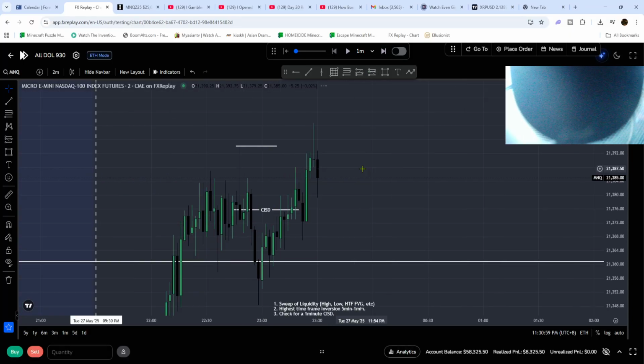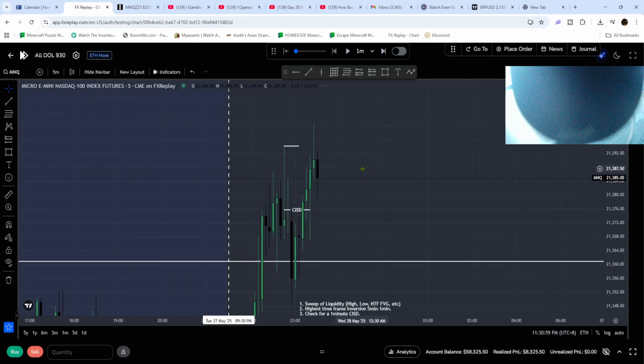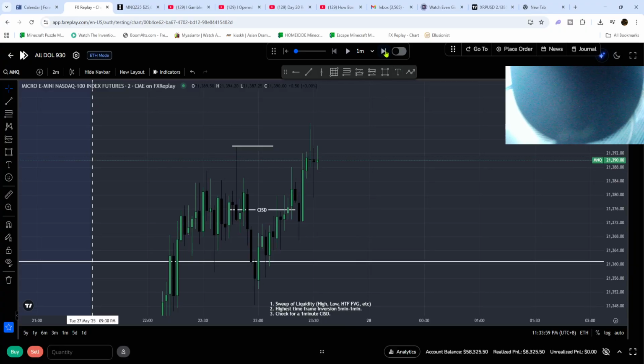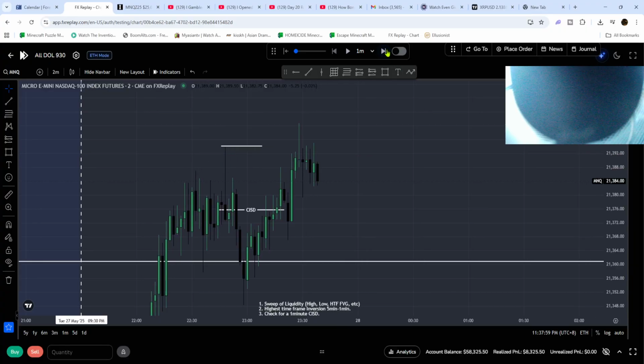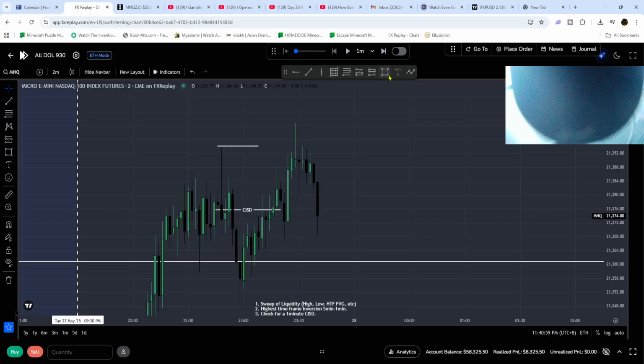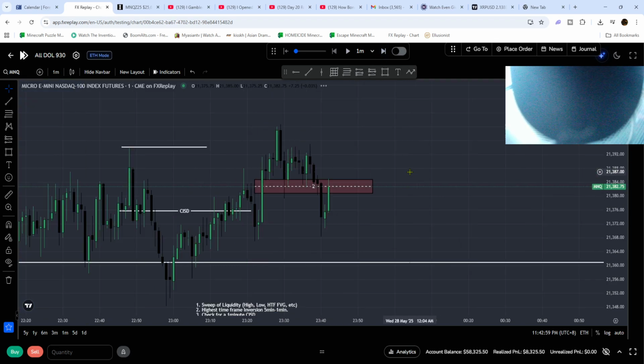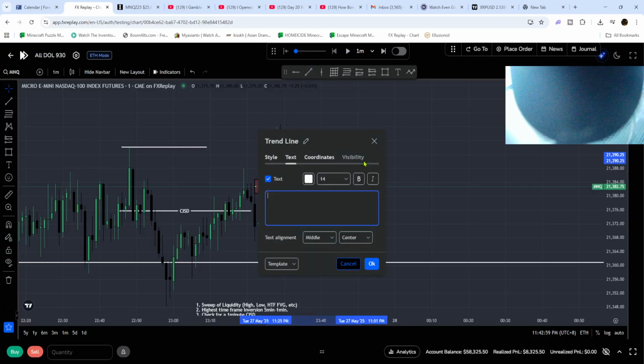Okay, it has created a gap here. 2 minutes. 3 minutes a bit small, so I'll be taking 2 minutes. So over here, price has inversed this 2 minute fair value gap. And let's see a 1 minute CISD. This is a swing high. This is the bearish candle. So 1 minute CISD.